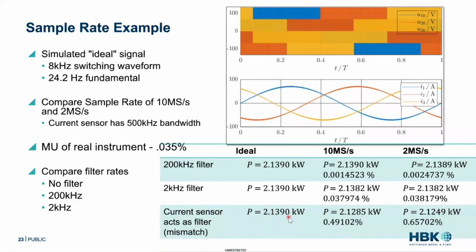Now, this is the one I like to include because I think this makes a crazy difference. If you have a different filter setting, or let's say you just operate wideband with your instrument, and you're letting the current sensor be the filter for current, and the voltage has a much higher filter rate because your filter is significantly higher, you're going to see a big deviation in power. And now the percentage difference is 0.5% versus 0.6%. Yeah, the 10 megasample is better, but they're both very wrong.